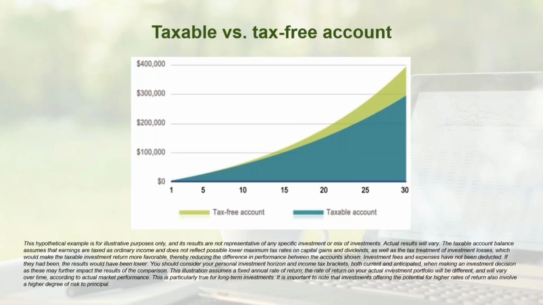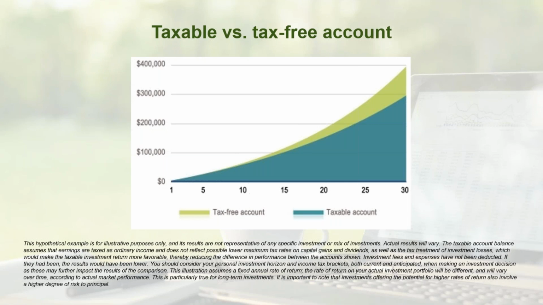Let's mention here that taxes can make a big difference to your bottom line. Let's assume two people have $5,000 to invest every year for a period of 30 years. One person invests in a tax-free account like a Roth that earns 6% per year, and the other person invests in a taxable account that also earns 6% each year.